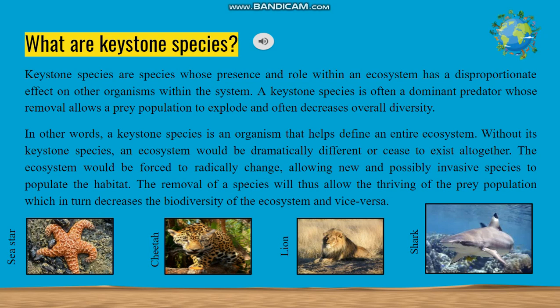Without its keystone species, an ecosystem would be dramatically different or cease to exist altogether. The ecosystem would be forced to radically change, allowing new and possibly invasive species to populate the habitat. The removal of a species will thus allow the thriving of the prey population, which in turn decreases the biodiversity of the ecosystem and vice versa.